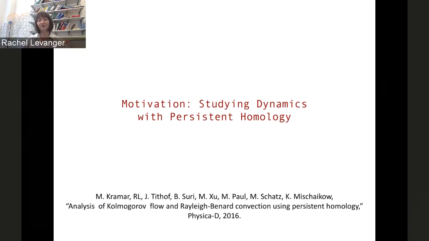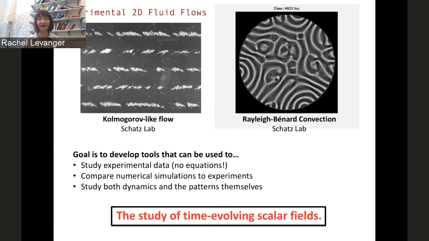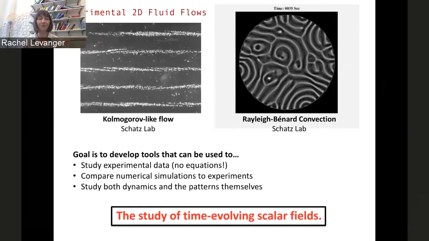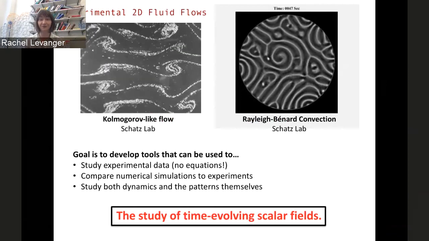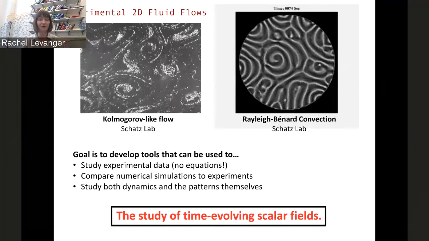And this is actually the work that prompted us to undertake this theoretical study and extend some of the theory of persistent homology in order to handle a real-world problem here. So I know the video is a little bit choppy, but hopefully you can get a sense that on the top, we've got two different experimental two-dimensional fluid flows. So on the top left is a Kolmogorov-like flow.